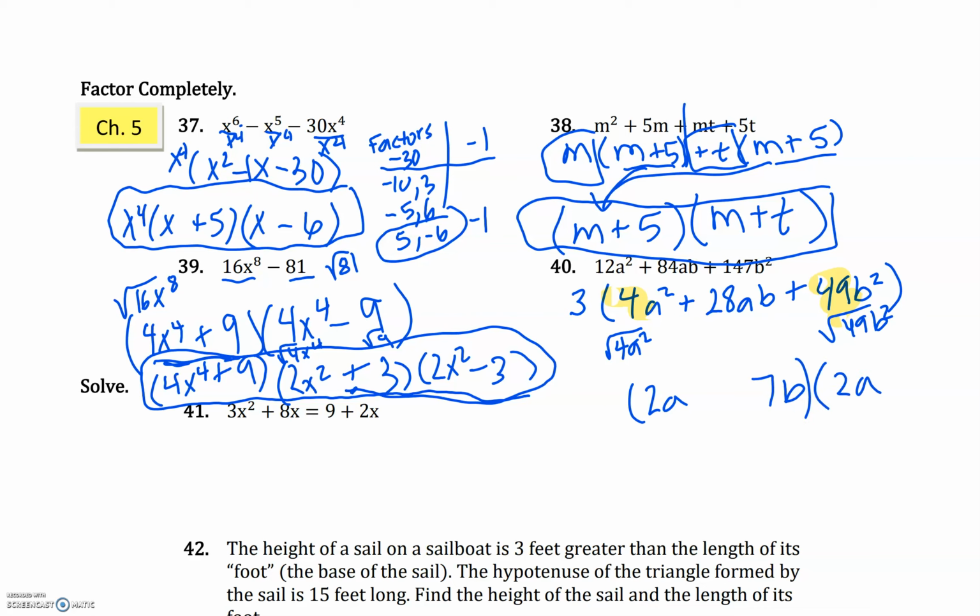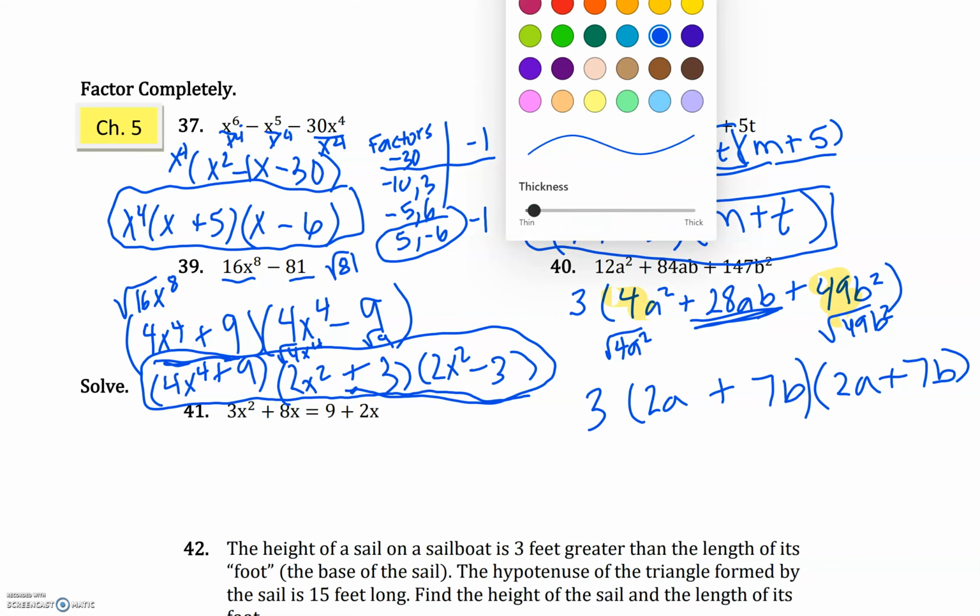So I'll have those both in my parentheses. And because my middle term is positive, these will both be positive. I'm not going to cancel them out like I did on number 39. So let's check real quick to make sure that I get 28ab in the middle there.